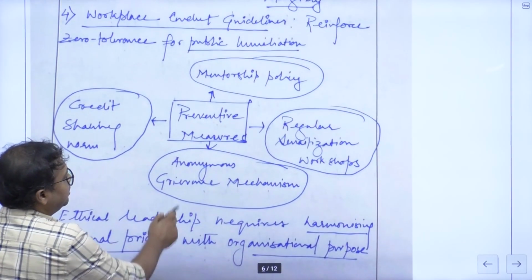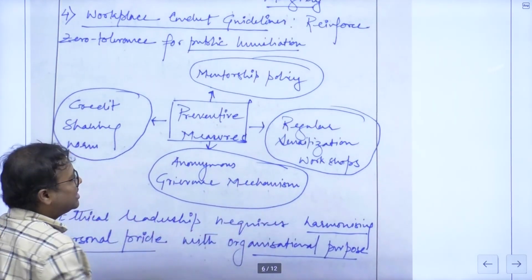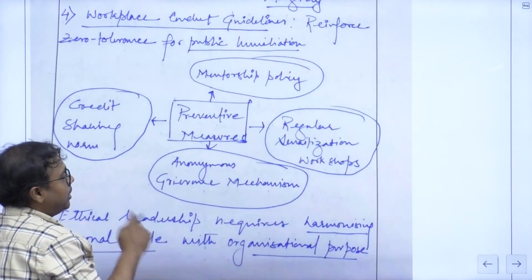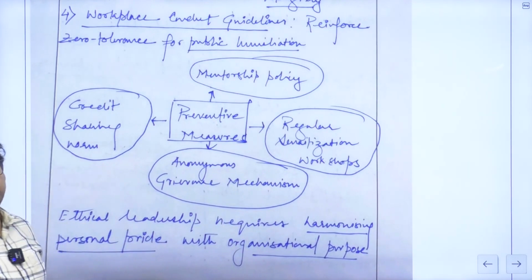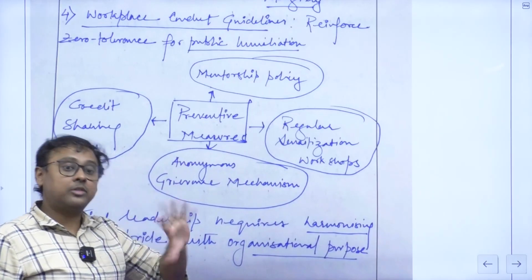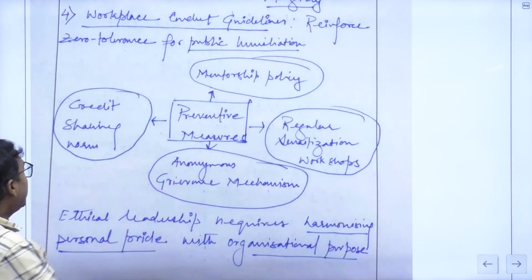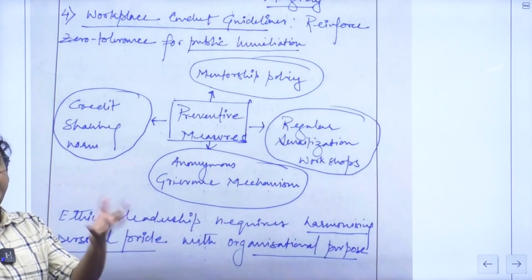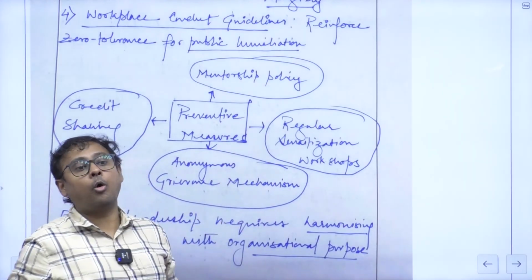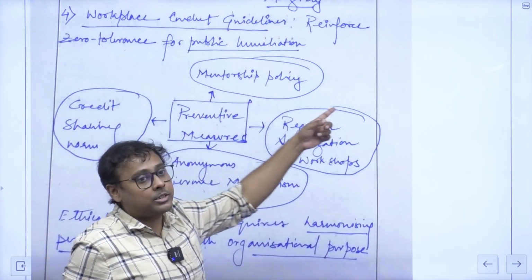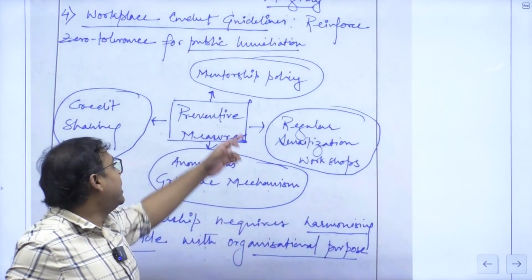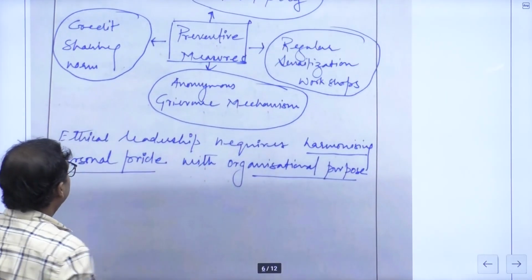Then preventive measures: regular sensitization workshops. This is very generic. In long-term measures, it can be workshops, seminars, okay. Anonymous grievance mechanism, very important. We have a case on this also, we'll discuss that. Credit sharing norm: the moment you define your roles, you will have this, and then you can have a mentorship policy in the organization. This mentorship policy is not only in UPSC, it is now being adopted across the corporate world.